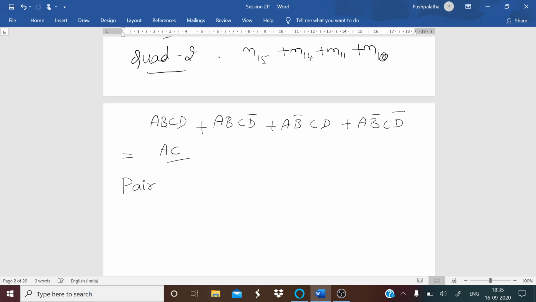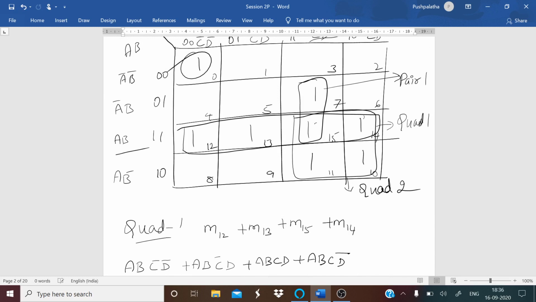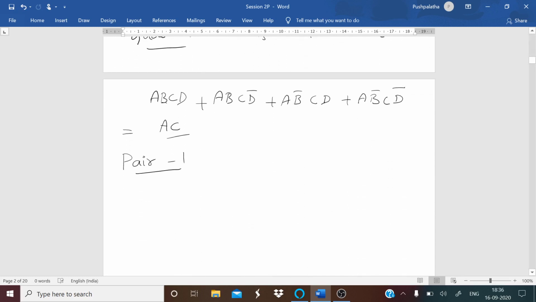And then again you have one pair. So which is the pair? That is your M7 and M15, right? M7 plus M15. So what is your M7 now? M7 is your A.